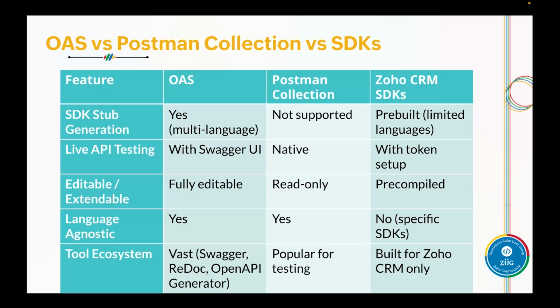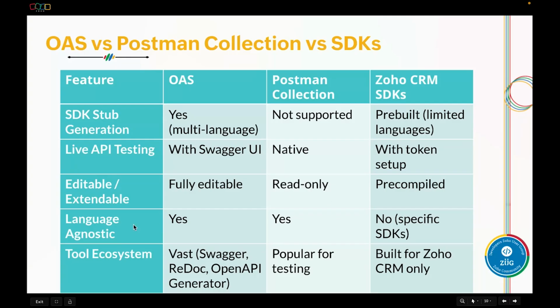Coming to Postman collection, in terms of editability and extendability, Postman collections, while they're useful, they're typically read-only unless you manually edit them or fork and modify from the collection. Zoho CRM SDKs, on the other hand, they are pre-compiled, so you don't really edit them unless you fork the source and make custom changes, which is not the norm.